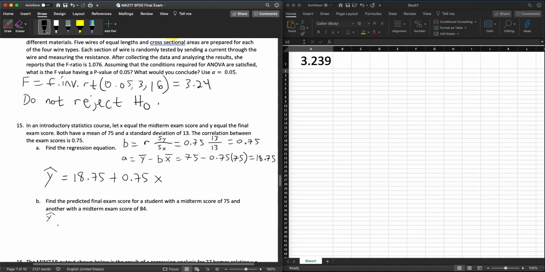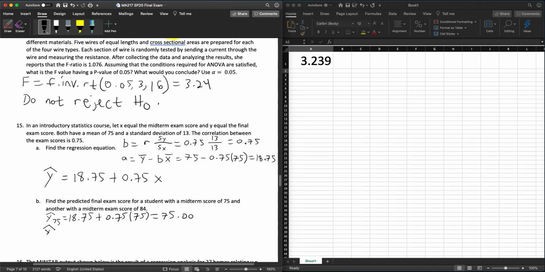So y hat for 75 first. If we put 75 into this, we would have 18.75 plus 0.75 times 75. If you were to do this calculation out, you get a value of 75.00, rounded to 2 decimal points.